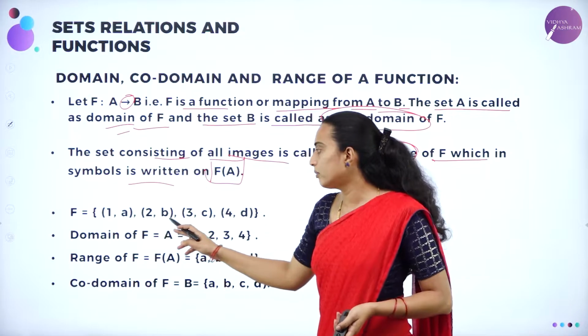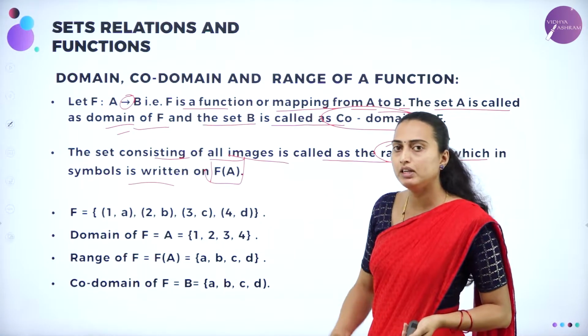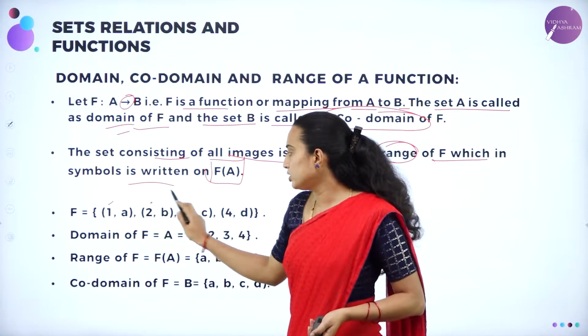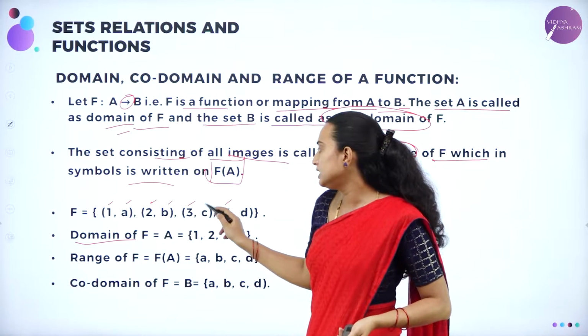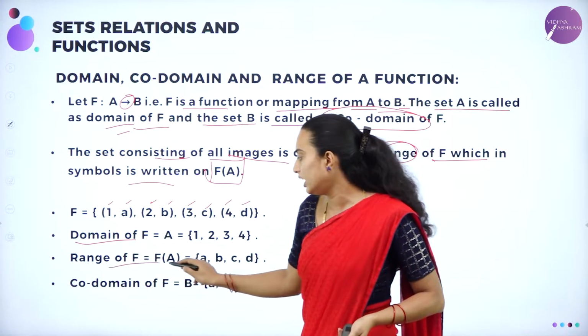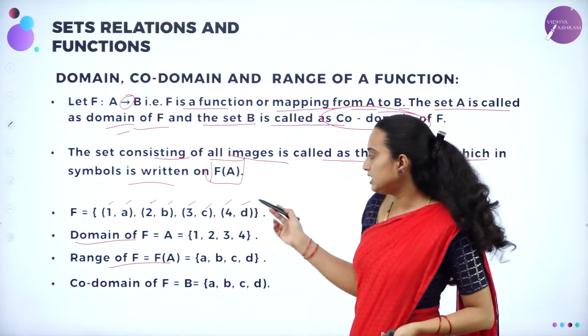Here I have taken an example. F is equal to {(1, A), (2, B), (3, C), (4, D)}. What is the domain of the element? The whole set A. This 1, 2, 3, 4 are going to be known as the domain. A, B, C, D are going to be known as the range. What is a codomain? Codomain is also a range only. A, B, C, D only.